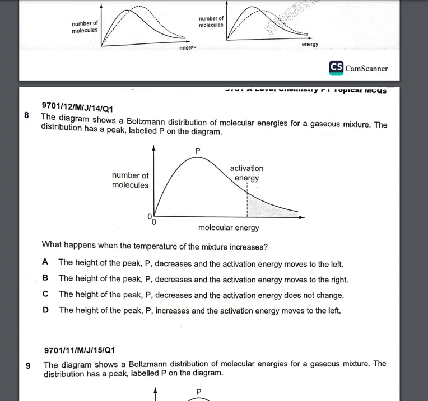Question number 8. The graph shows a Boltzmann distribution of molecular energies for a gaseous mixture. The distribution has a peak labeled P on the diagram. What happens when the temperature of the mixture increases? We have number of molecules, we've got molecular energy.